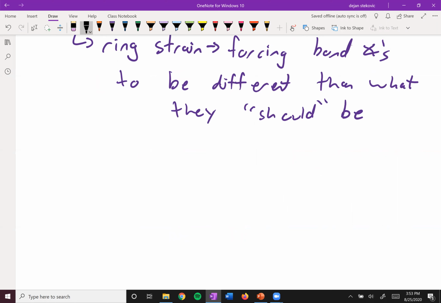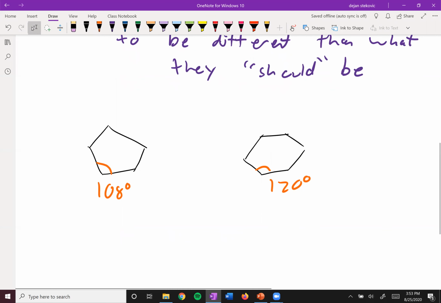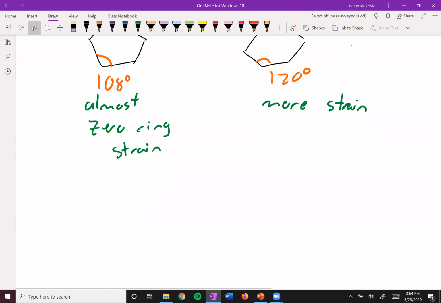And so if you think about the different rings we can have, like a cyclopentane, right? That might look like a hexagon or a pentagon, my bad. And these bond angles would be 108 degrees. And then if you think about a cyclohexane, this bond angle here would be 120 degrees. And so back in the day, they did some kind of thought experiments, and they said this cyclopentane should have almost 0 strain, and this cyclohexane should have more strain because it's further away from the optimal 109.5 degrees.